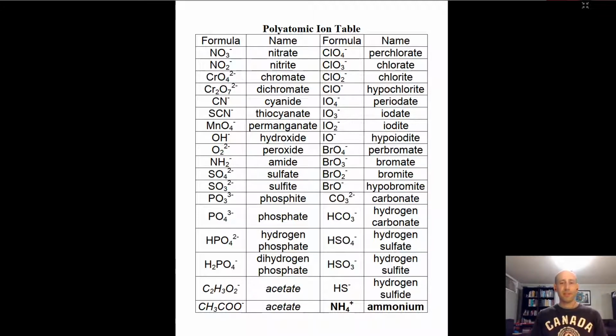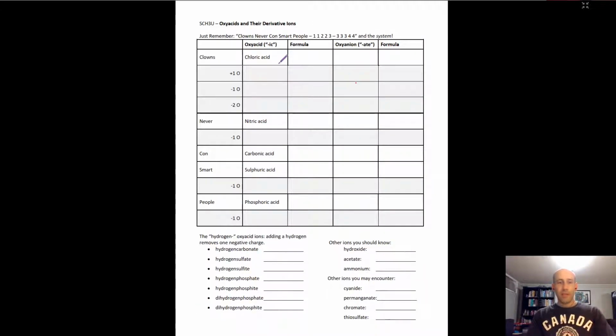Fortunately, there's actually a system to how these are named. I learned it in high school, and I teach my students a system for how to learn the majority of these, and actually even more than the ones that are on here. Some of them aren't a part of my system, but most of them are. So I'm going to teach you the system now. You should have this sheet handy. It's called oxyacids and their derivative ions, and we're going to fill this in as we go along. I'm going to teach you how to memorize the names of probably close to 40, maybe even more polyatomic ions, and the system for how to do that.